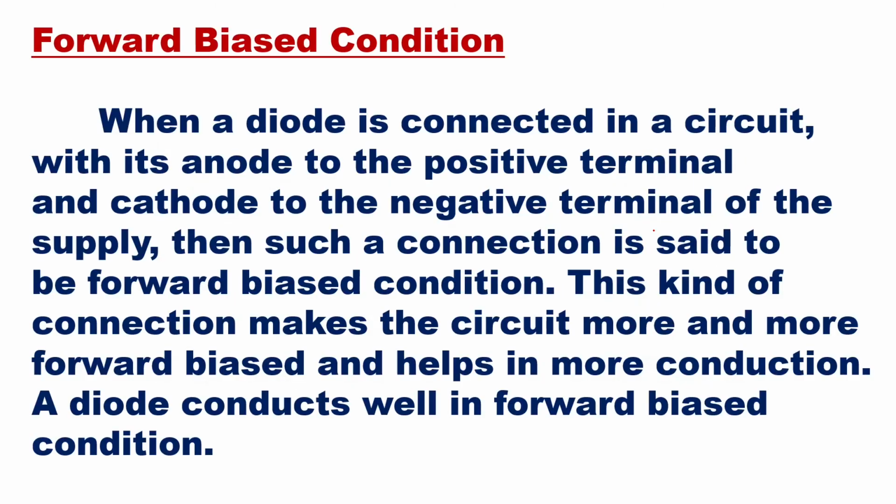Then what is forward bias condition? When a diode is connected in a circuit with its anode to the positive terminal and cathode to the negative terminal of the supply, as we have seen, then such a connection is said to be forward bias condition. This kind of connection makes the circuit more and more forward biased and helps in more conduction. Diode conducts well in forward bias condition.